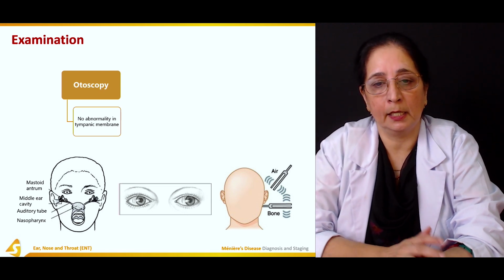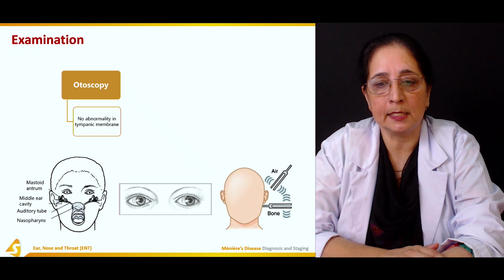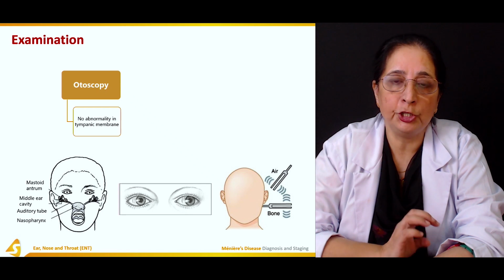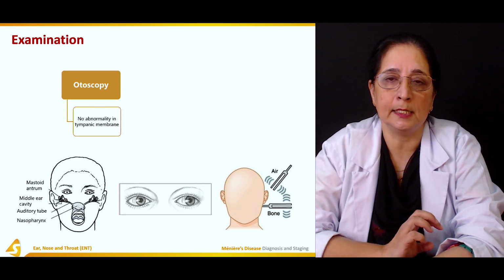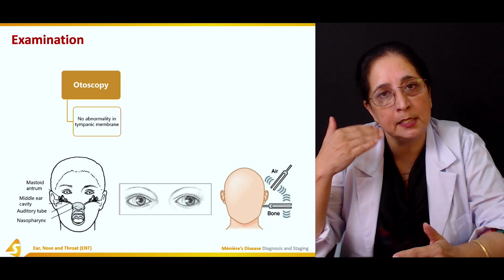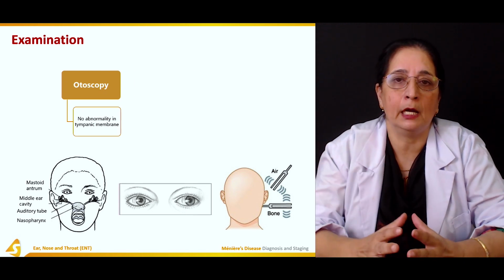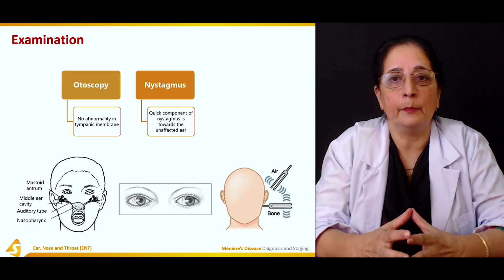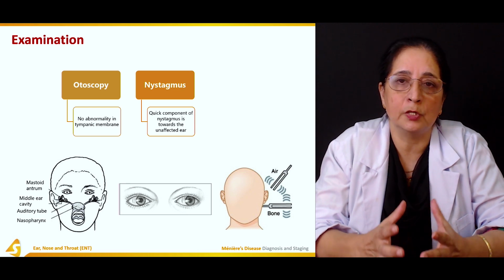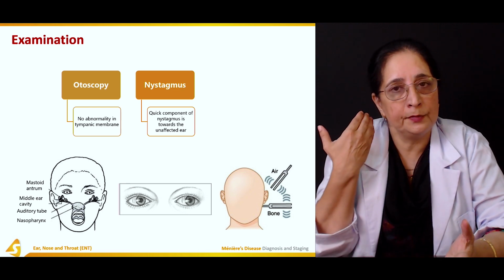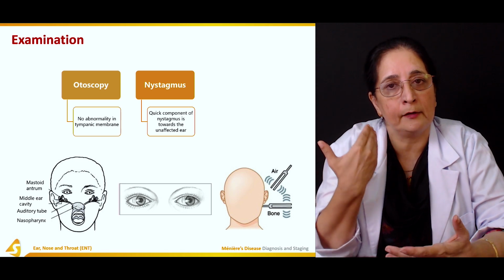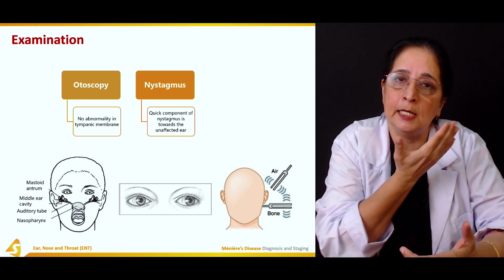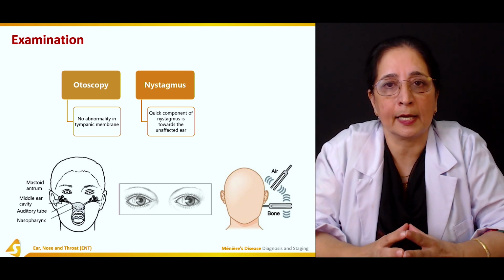The quick component of nystagmus is towards the unaffected ear. So on examination of a patient with Meniere's disease, nystagmus is an involuntary movement of the eyeball. It has a fast component and a slow component. The fast component of nystagmus is towards the unaffected ear. Suppose the right ear is affected, the right ear has Meniere's disease, the fast component will be towards the left side, which is the unaffected ear.